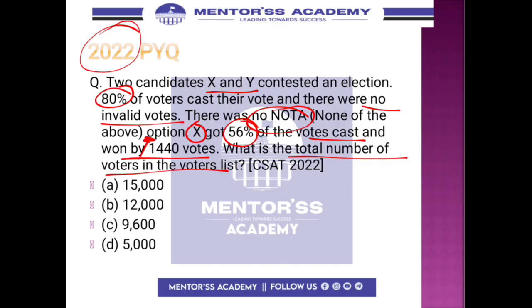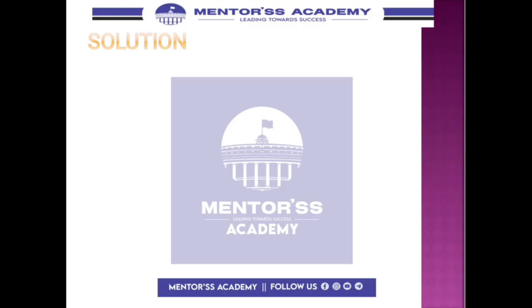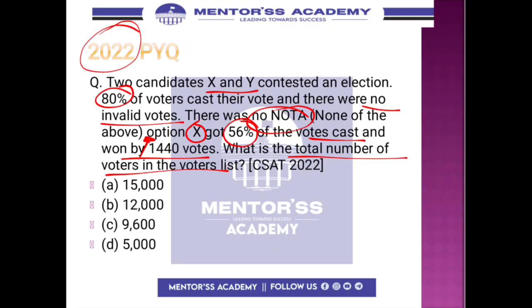Let's see the solution. So it is said that two candidates X and Y contested an election. 80% of voters cast their votes and there were no invalid votes. There was no NOTA option as well. X got 56% of the votes cast and won by 1440 votes. These are the main points to consider here. Now, the total percent of votes of Y would be 44%, right? It is said that X got 56%. Then Y got the remaining 44%, of course, obviously, right?